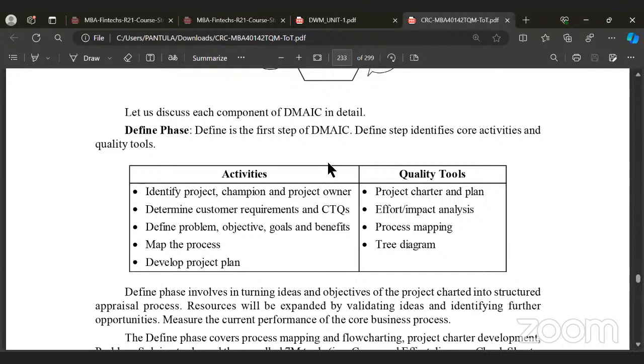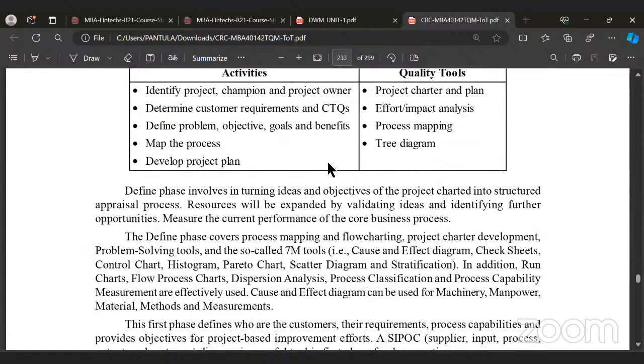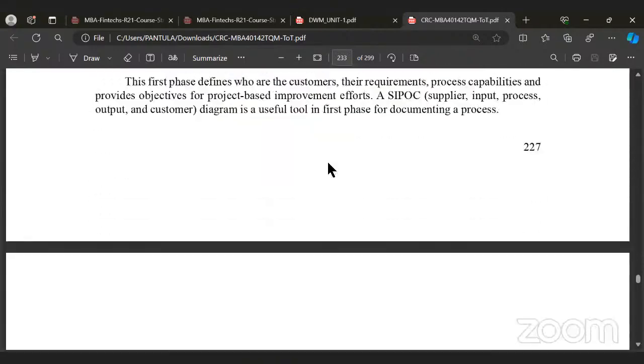The activities are: identify the project champion and project owner, determine customer requirements and CTQ, define problems, objectives, and goals, map the process and quality tools, project charter and plan, effort, implement, and analyze the process management. These are the involvements in the define phase.